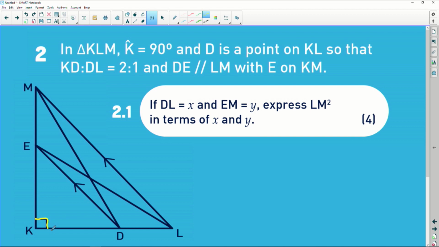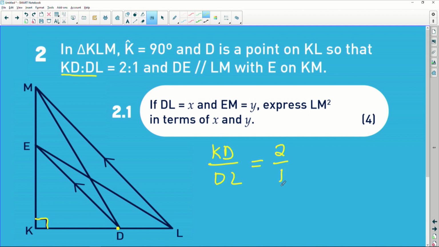And then it says that D is a point on the line KL. We can see that there's point D. It does indeed appear as a point on the line KL, so that KD is to DL equals 2:1. Now this is a ratio. We are given a ratio of two sides here. The ratio of the side KD to the side DL is equal to 2:1. More often than not, it becomes easier when you change that ratio and express it as a fraction. You rewrite it as KD divided by DL is equal to 2 divided by 1. That is the ratio that was given to us.